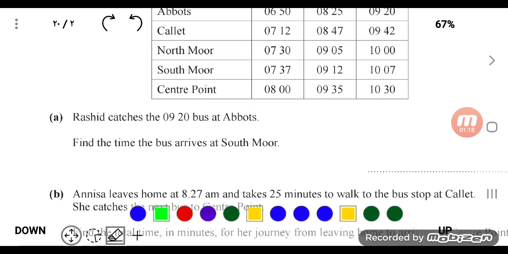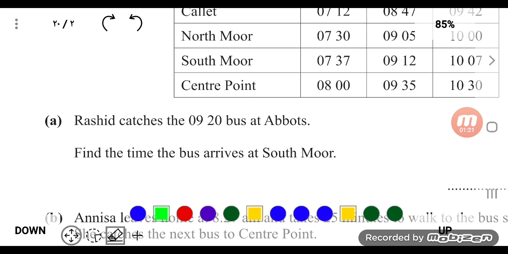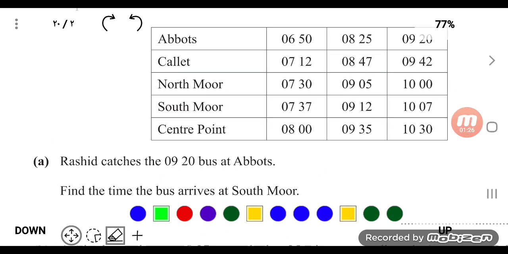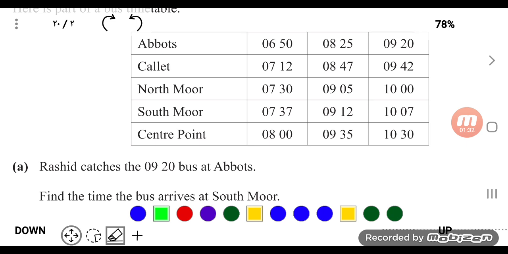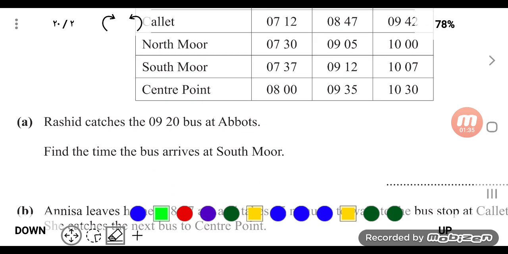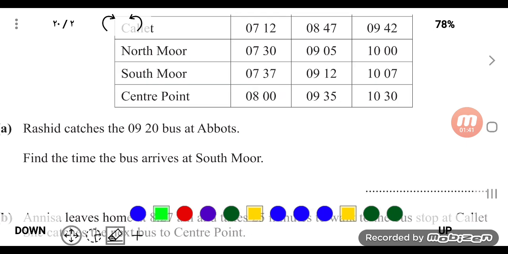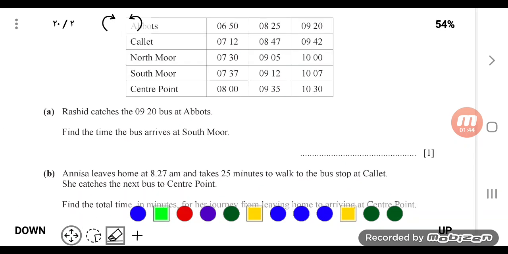Question A. Rashid catches the 9:20 bus at Abbott's. Find the time the bus arrives at Southmore. So it leaves at 9:20. It arrives at 10:07. So this is very easy, straightforward. You can write it directly in the answer space. It arrives at 10:07. Okay. Next question.